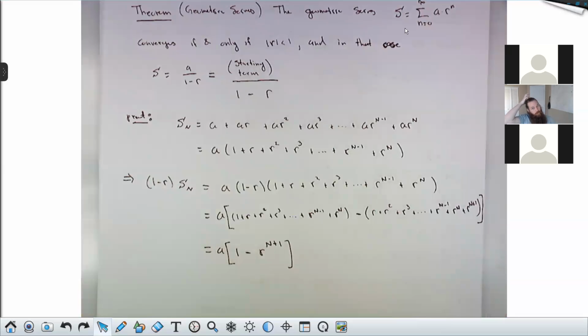And this is really nice, because now I have no more dot dot dots. Now I have a nice finite expression. Not just finite, but closed form, no ellipses, no dot dot dots.